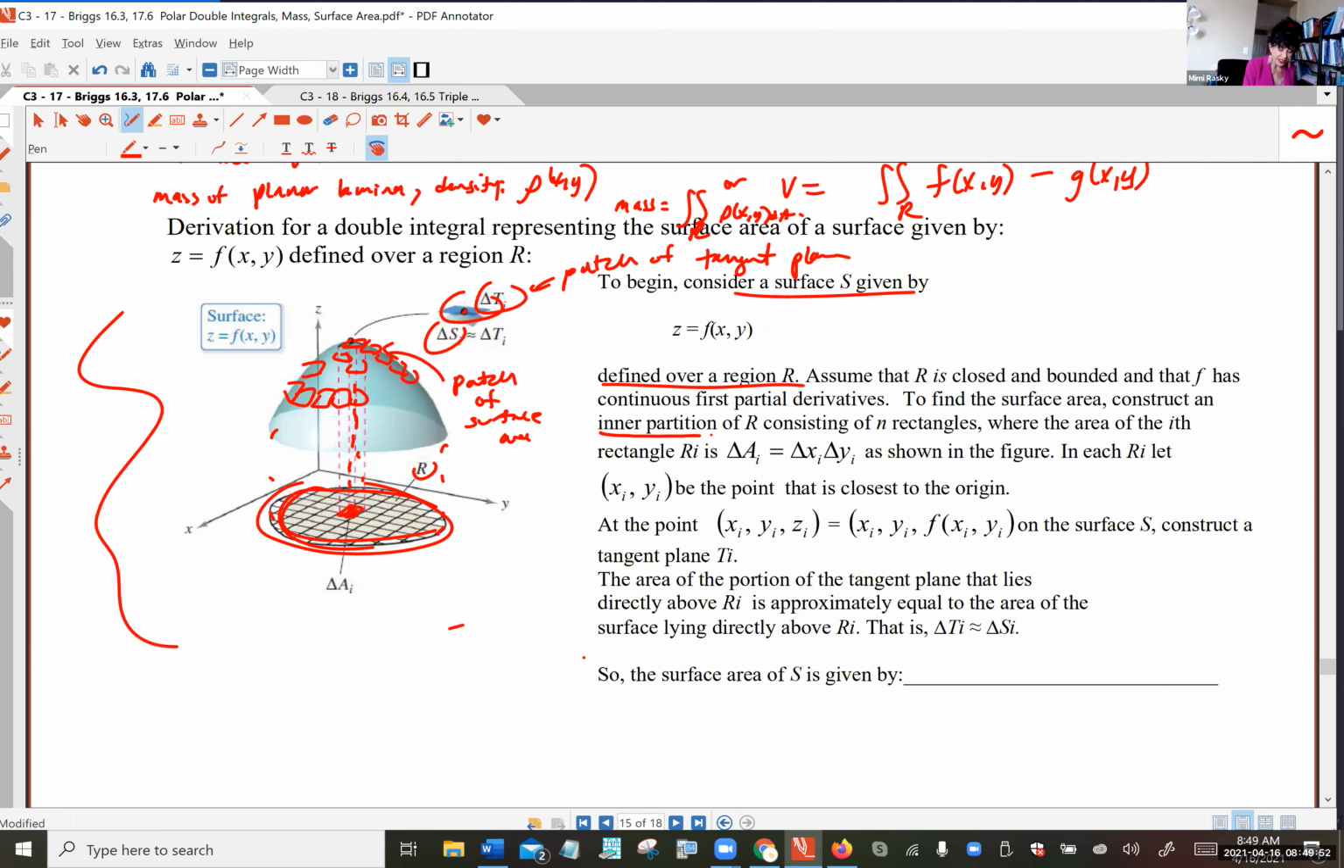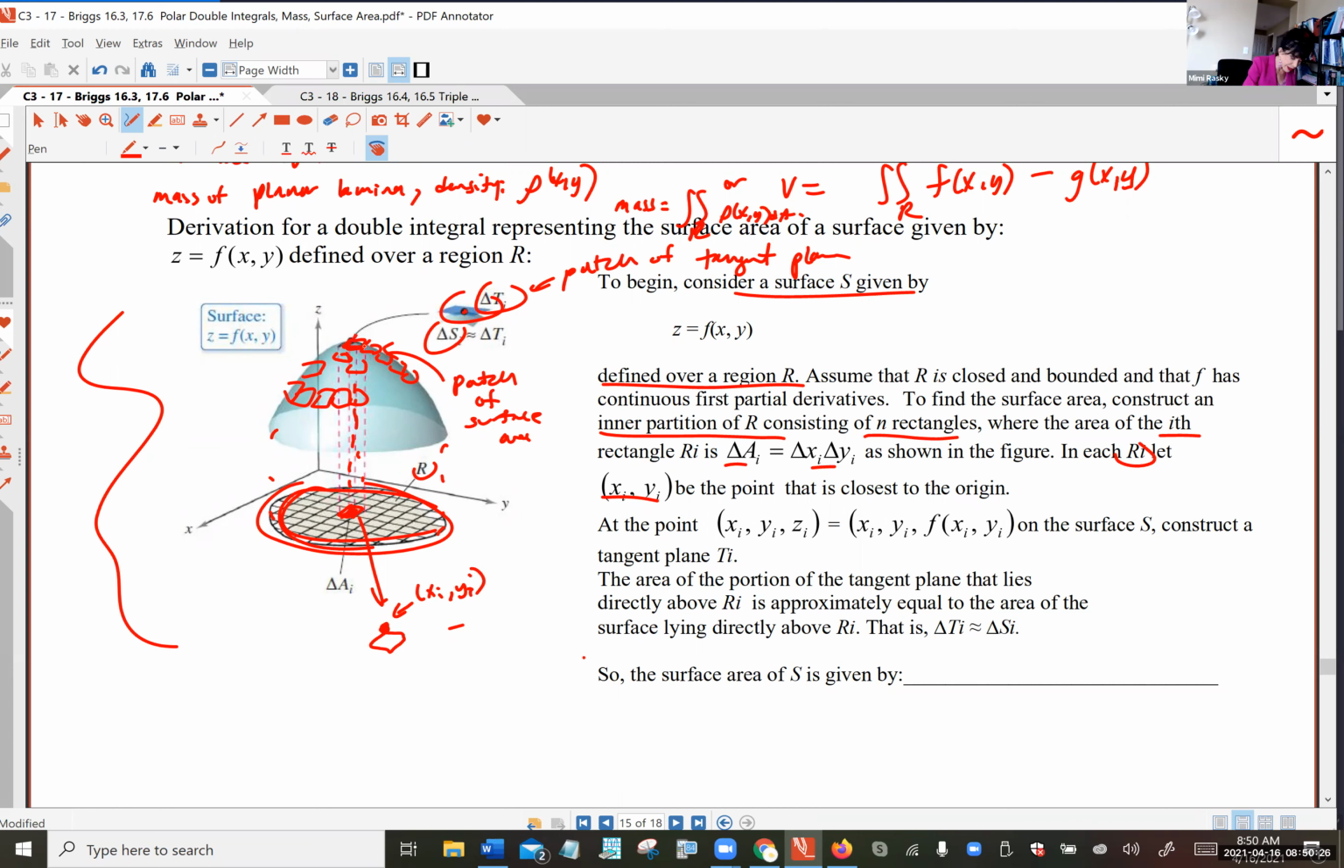And then you're going to construct the inner partition of n rectangles. Find the area of the ith rectangle, delta A sub i, which is just delta x times delta y, that's length times width, as shown in the figure. And for each little rectangle Ri, let (x sub i, y sub i) be the point that's closest to the origin. So if this is the little rectangle here, this point right here, (x sub i, y sub i), is the point on that rectangle that's closest to the origin.